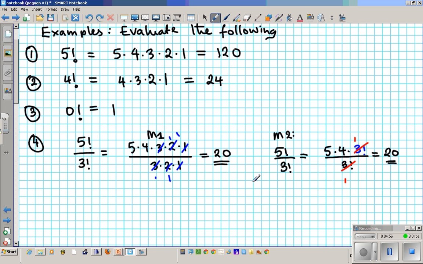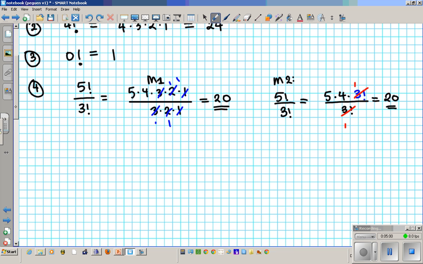So that's the idea about doing ratios of factorials. Alright, let's try a slightly more complicated one. Number 5. What if we wanted to do 10 factorial divided by 7 factorial, 2 factorial?